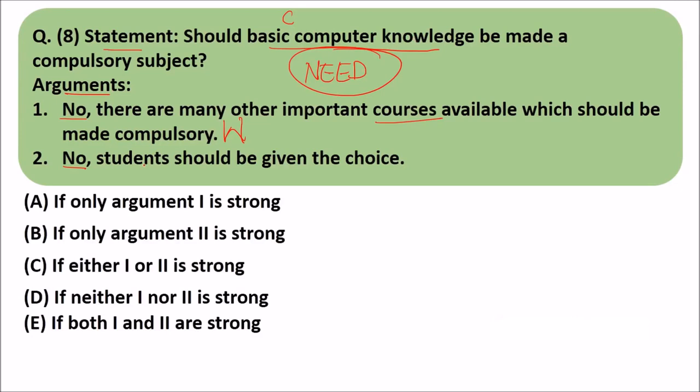Now here the second argument is students should be given the choice. Now you might be tempted to mark this again as a strong argument, that we cannot force anyone, we have to make it the choice of the students. If the students don't like it, then we should not make it compulsory. But again, this is not a strong argument, this is a weak argument. Okay, why? Because if students are given a choice, they might choose the computer knowledge, or they might not choose it, but we already know that everyone must have basic computer knowledge, otherwise they won't survive in the future. So students should not be given the choice in this case.